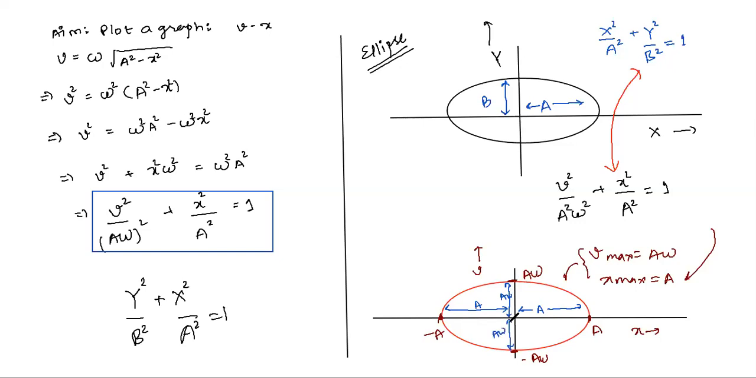No, sir, I was thinking that we can plot v on the x-axis and x on the y-axis. So the thing is, it's up to us where we want to take which variable. Yes, you are right. If you wish, you can take v on the x-axis and x on the y-axis. It's up to you.